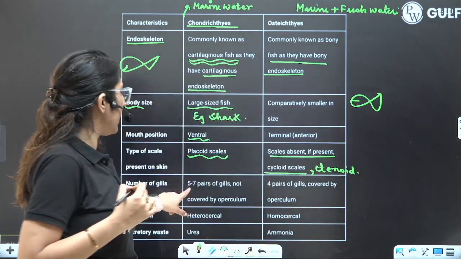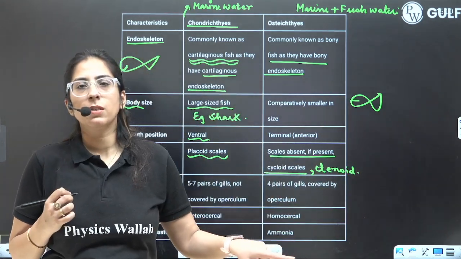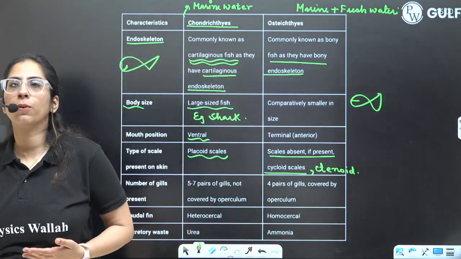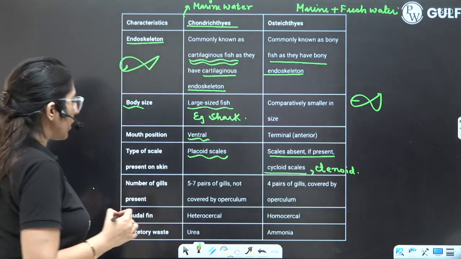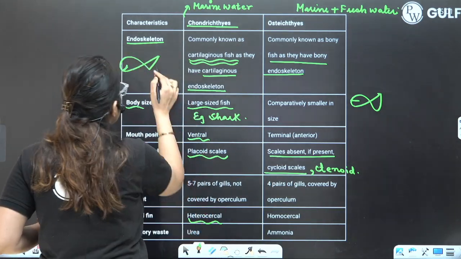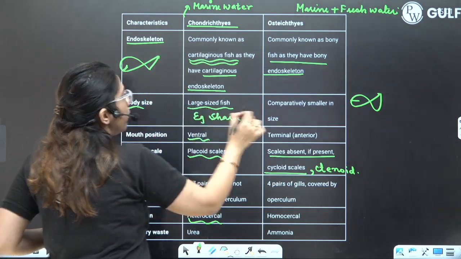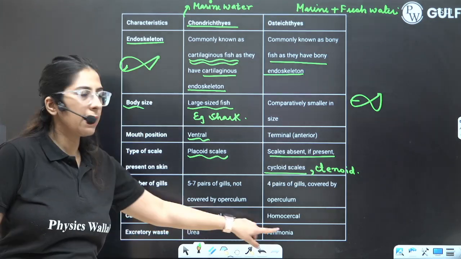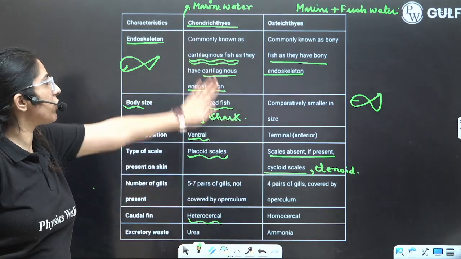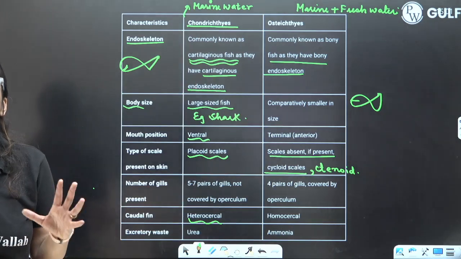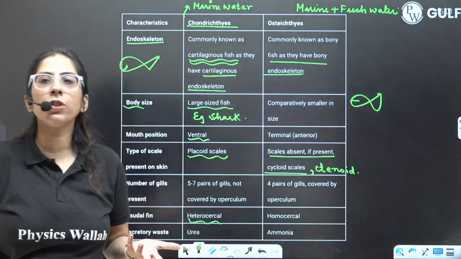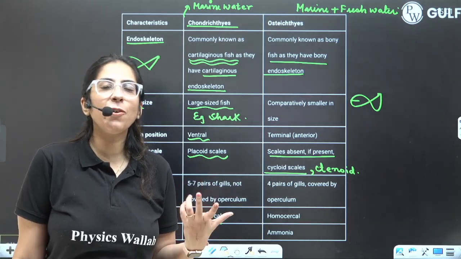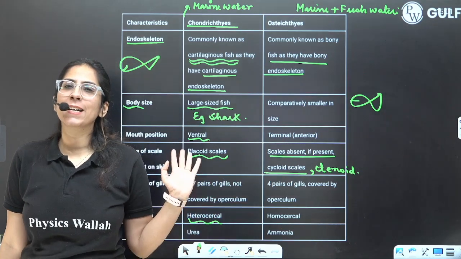Cute. Chondrichthyes have 5 to 7 pairs of gills, and they are not covered by operculum, whereas Osteichthyes have 4 pairs of gills which are covered with the operculum. If you look at the caudal fin, it is heterocercal, not of the same size, whereas here the homocercal caudal fin is seen. They are ureotelic and these are ammonotelic. Clear? Here the fishes are mostly predatory fishes. So P for predatory, P for placoid, and humans, I'm going to say we are also predatory in nature. So these are like us only.